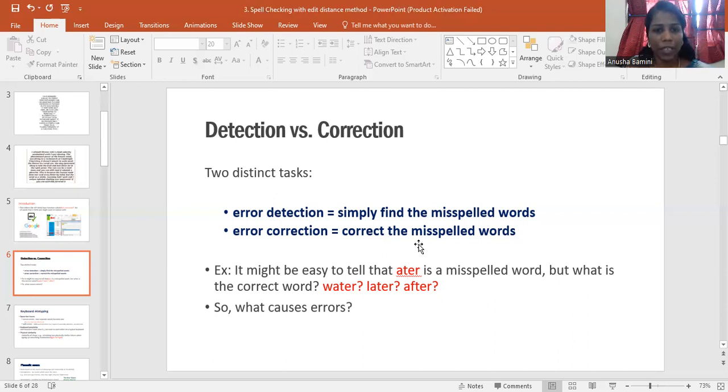For example, see the word here, ATER. It's a misspelled word. So what the system suggests to you may be water, later, after. All relevant words it gives as suggestions. At first, in the initial step, the system identifies that an error is there. The error is detected, and for correction, it gives you a set of relevant words as suggestions.